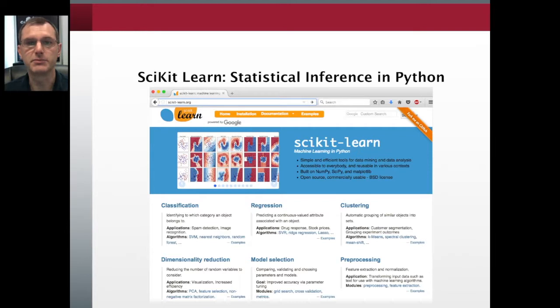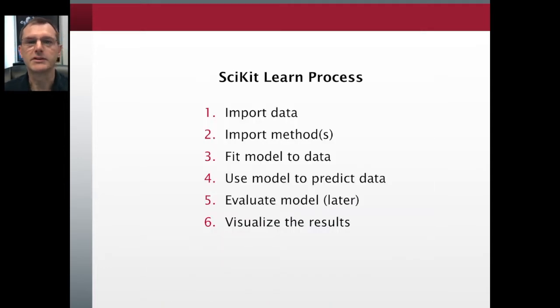But for this part, we're just going to look at the general process for applying scikit-learn to a statistical inference task. So the general process that we will be using is to first, of course, import data into the Python environment, import the methods from scikit-learn that we want to use. We then fit the model to the data. And typically we then use that model to predict the values of the data or of separate test data.